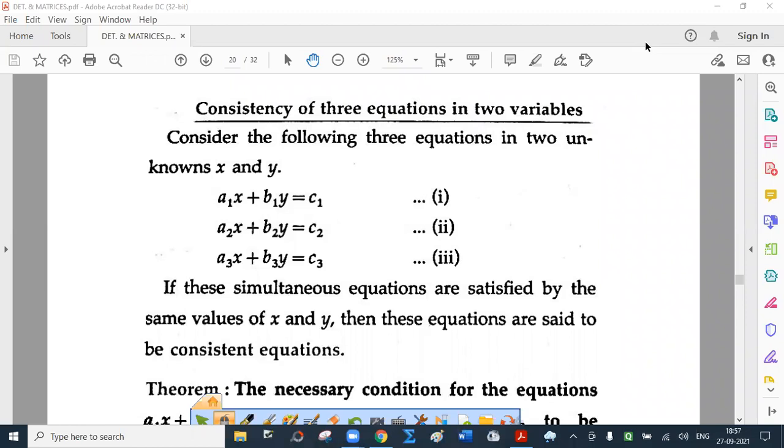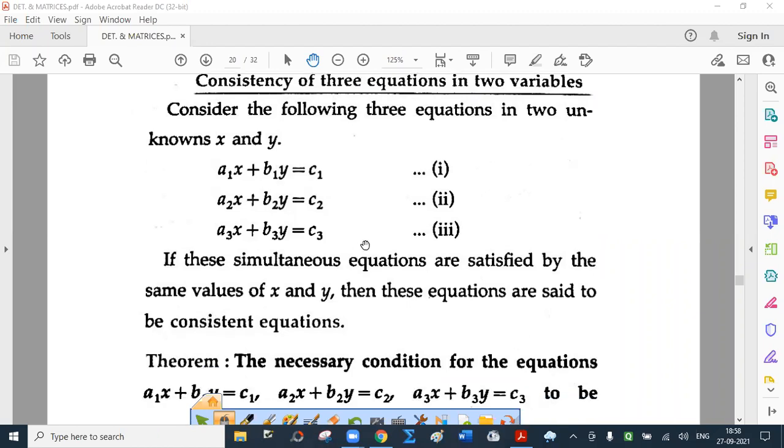Now we discuss consistency of three equations in two variables. Consider the following three equations in two unknowns, x and y. See, three equations, not in three unknowns, three equations in two unknowns. a1x plus b1y equal to c1, a2x plus b2y equal to c2, a3x plus b3y equal to c3.